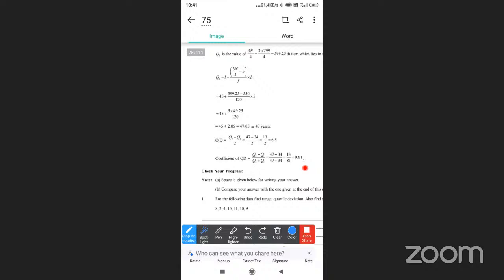Sir, in the formula, what is F, sir? F is nothing but the corresponding frequency, which is having the interquartile class. The corresponding frequency is the F. H is nothing but the width of the class interval. C is nothing but cumulative frequency. L is nothing but the lower limit of the interquartile class.